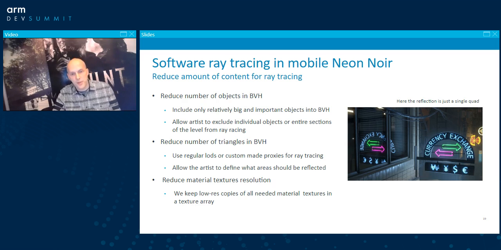Another obvious way to speed up the rendering is to optimize the content. We automatically include only relatively big and most visible objects into the BVH. We also give artists the tools allowing them to exclude individual objects or entire sections of the level from the BVH. Next, we use a simplified version of the geometry for ray tracing. It could be regular LODs or special meshes made just for ray tracing. Reducing the resolution of material textures also helps with performance. On top of that, we don't use alpha test. Ray tracing and alpha test is usually a slow combination, so we get about 25% faster tracing without it.